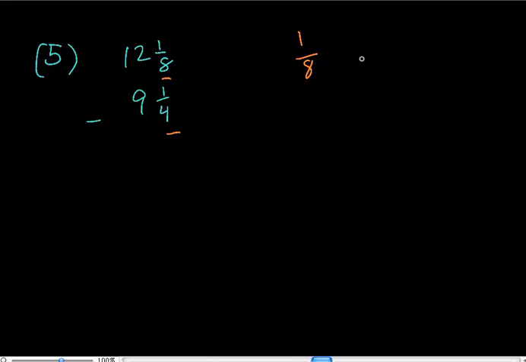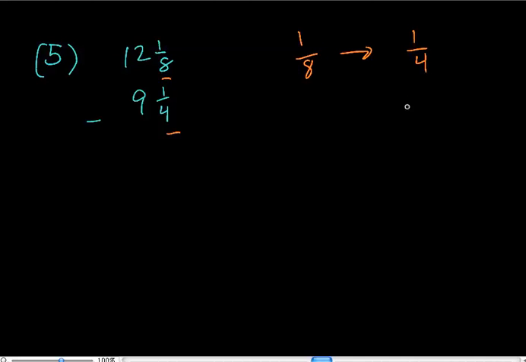This is the second part of the study guide review, and we'll start off right away on number 5, which says 12 and an eighth minus 9 and a quarter. So the first thing we got to do is make sure that these two fractions have the same denominator. So how does 1/8 compare to 1/4?